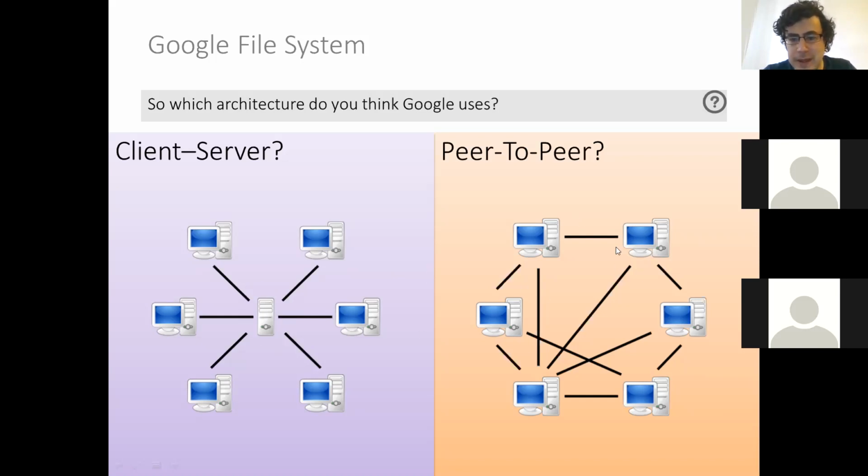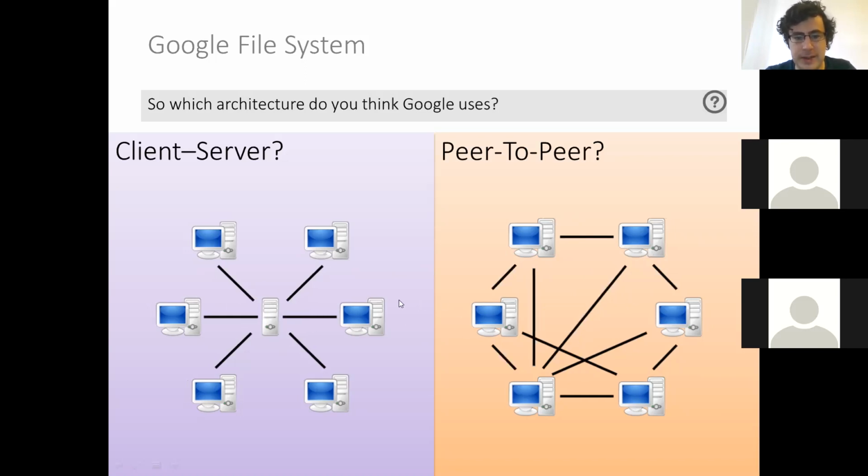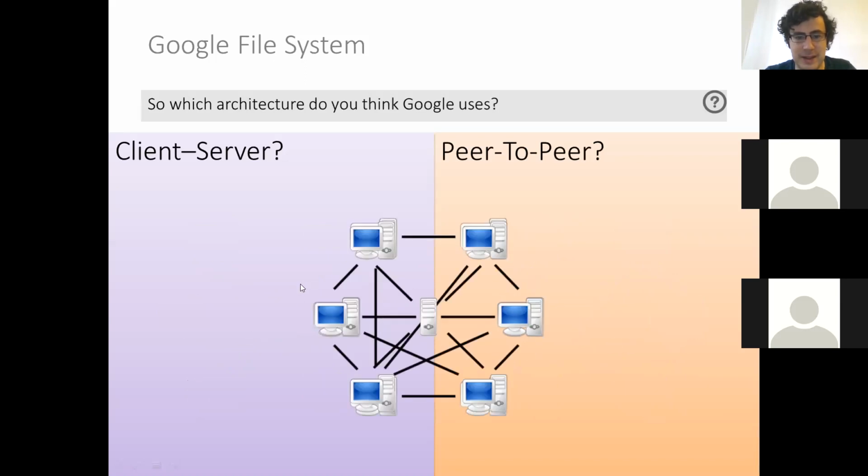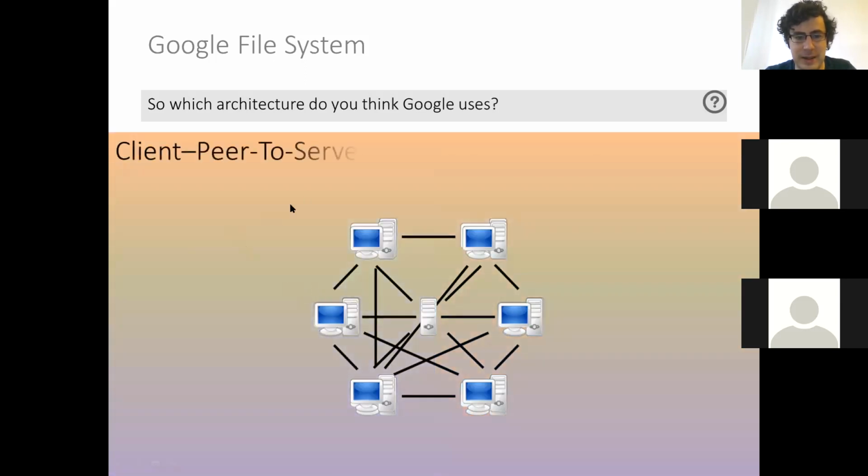But in this sort of case, it can be very difficult to coordinate which machines should store which data, for example, and which machines are storing which data. So it uses a mix between both. We could say it's something more like a client to peer-to-peer, server-client type architecture. So it doesn't fit clearly into some abstraction. It has elements of both.